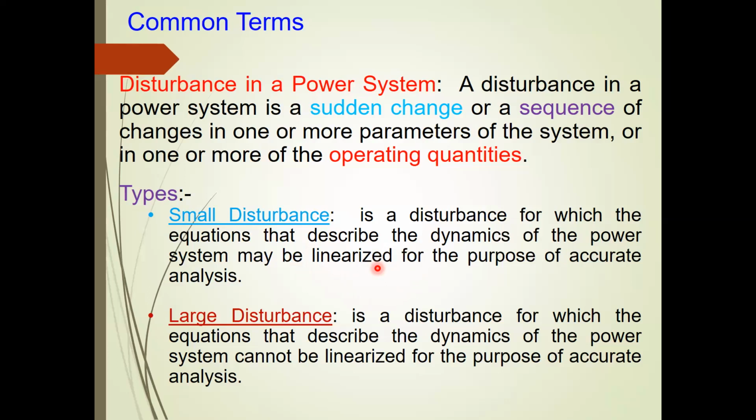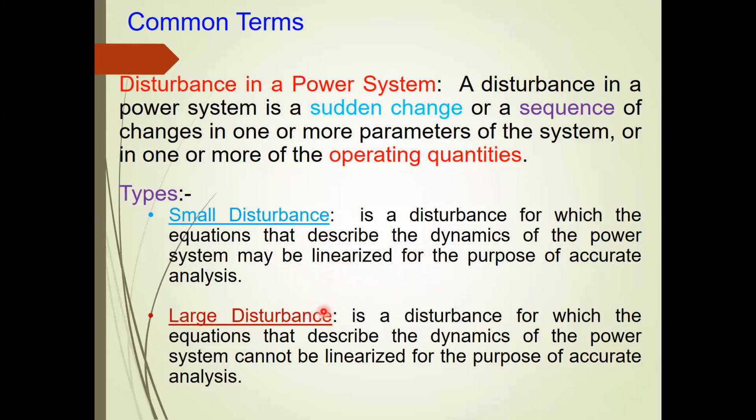So that means it is 510 MVA now, right? Thus for this much change of 10 MVA, it is a very small change, and the system operating condition change will be very small, and thus the system behavior can be linearized for analysis purposes.